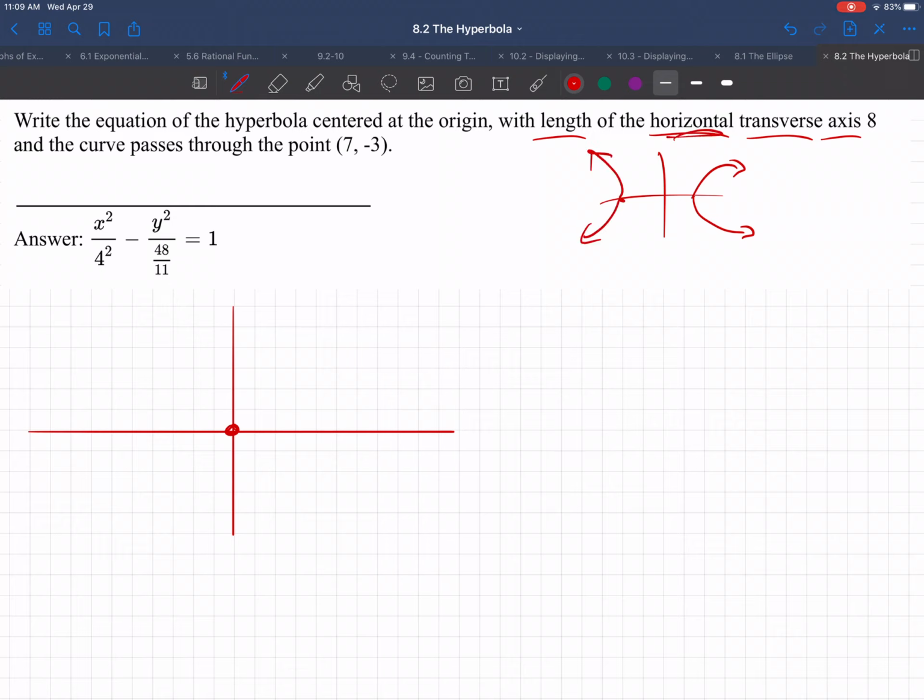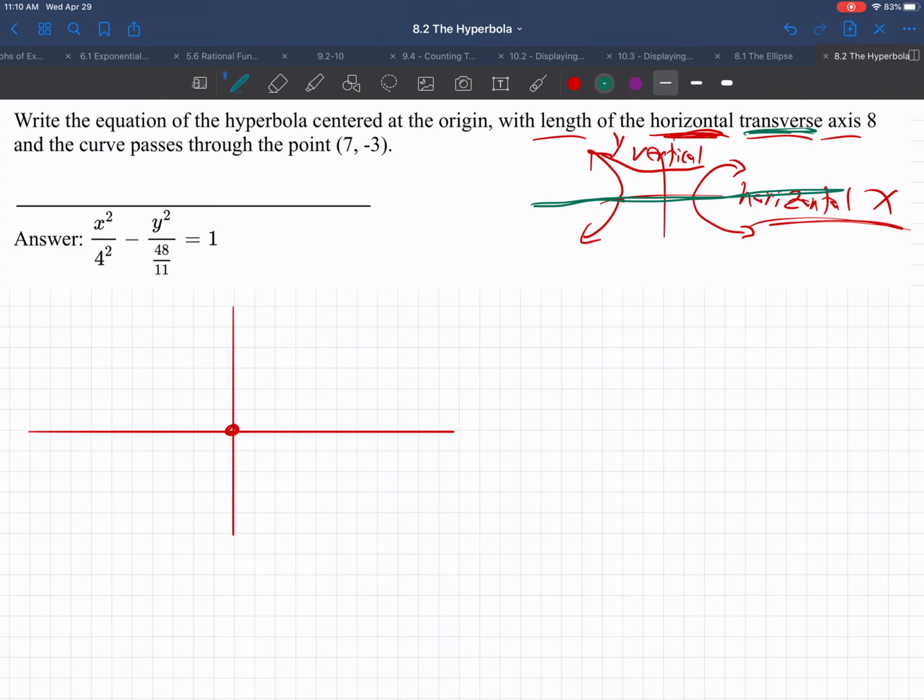How do I know? Horizontal. This is a horizontal line. The one going up and down is a vertical line. So the x-axis is the horizontal line, the y-axis is the vertical line, right? So they're saying the x-axis is the transverse axis. Transverse means the one that cuts across it. It's the major axis. It's the one that cuts across the branches.